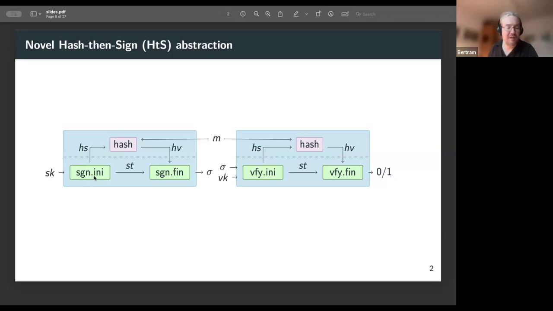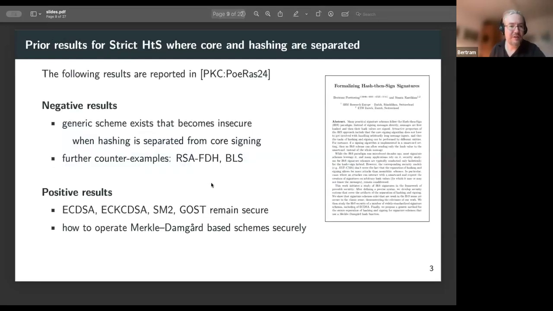The initialization will provide a hash seed, and the hash function will output a hash value. And the hash algorithm, of course, will also consume the message. The dashed line here in the middle suggests the physical separation of the two entities, the hashing and the signing cooperation. Let me now switch to the prior results.